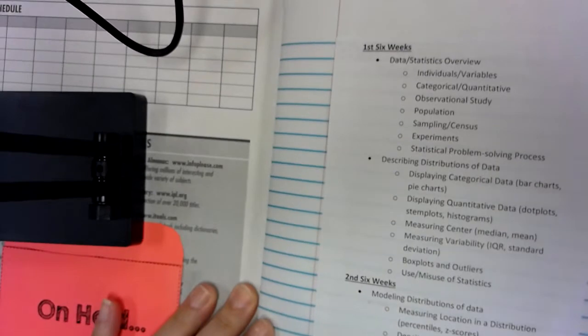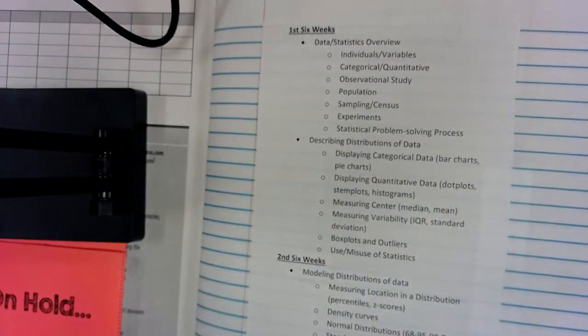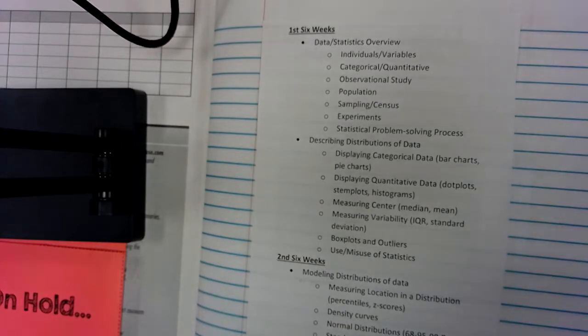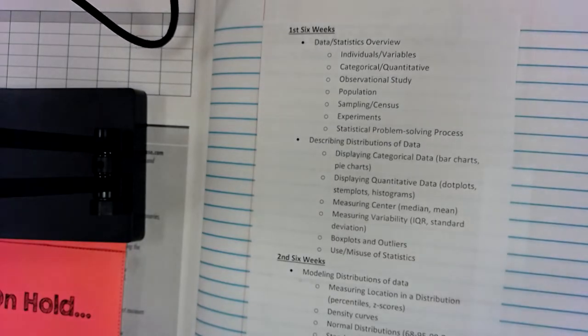This is what we'll be doing each 6 weeks. So as you can see, in the first 6 weeks, we will be talking about the data statistics overview. That's going to be a lot of vocabulary, some samples, information that you'll need to work on. We're going to be looking at some experiments and even setting up a couple of example versions.